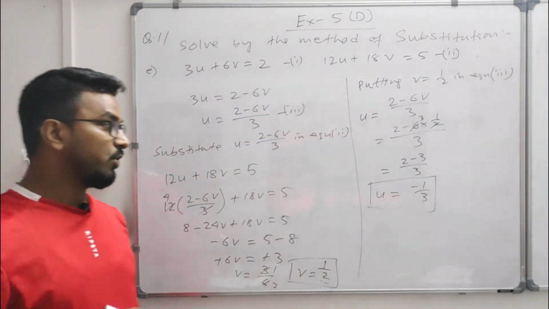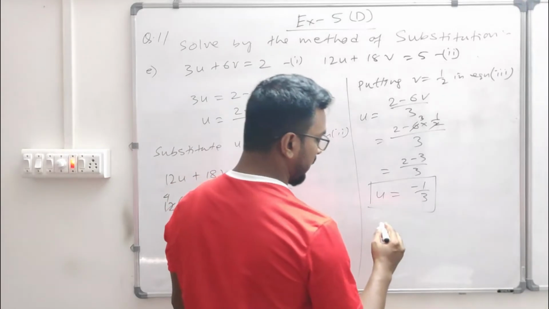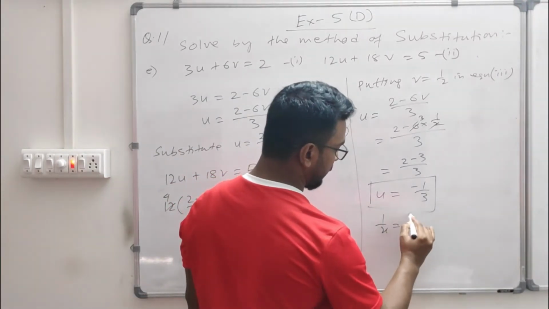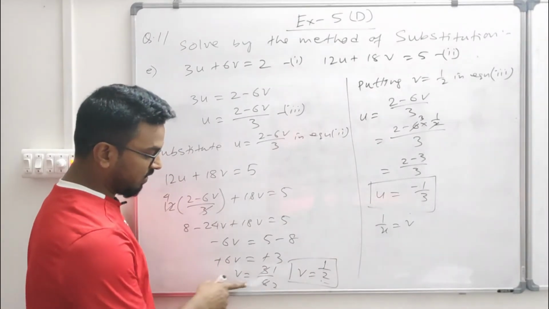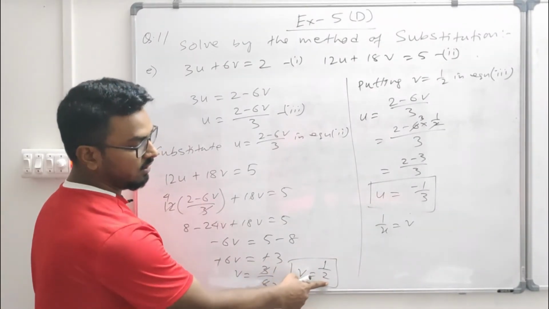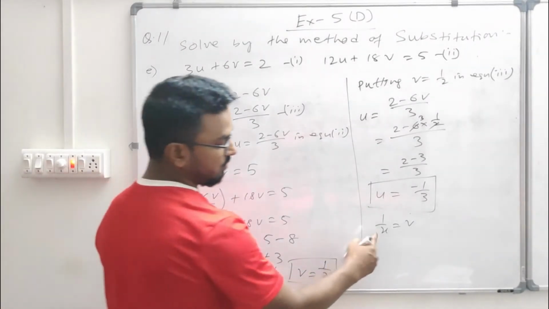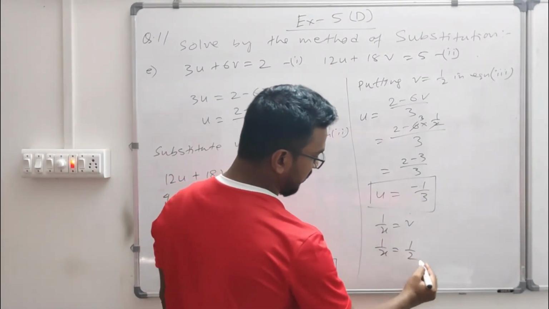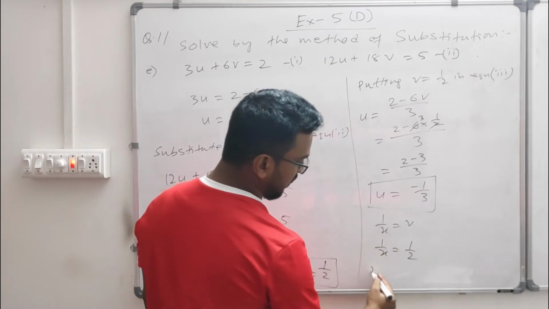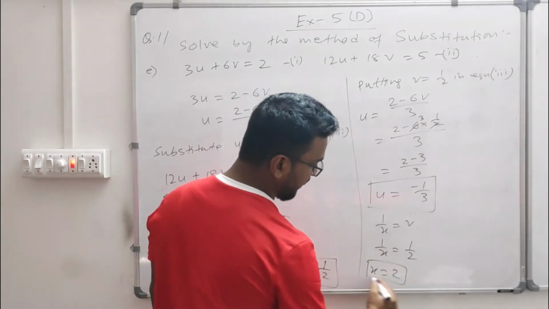But in the beginning we assumed that 1 by x is equal to v, right? 1 by x equals v. Now what is the value of v? You have to place that value now. So 1 by x equals, the value of v is 1 by 2. So if you cross multiply, you will get x equals 2, right?